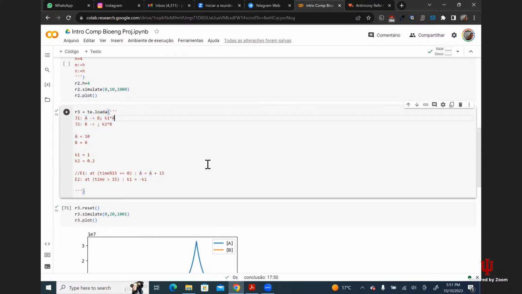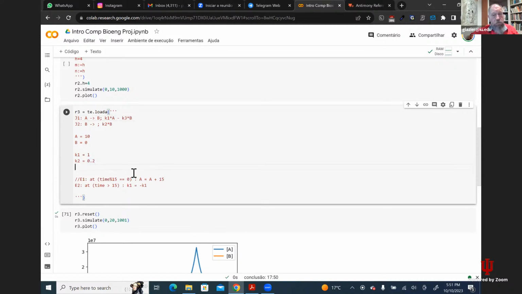Basically, we're saying B is turning into A at a rate K1 times A. And that doesn't make sense because when we run out of B, it still continues to react. So we keep losing B.